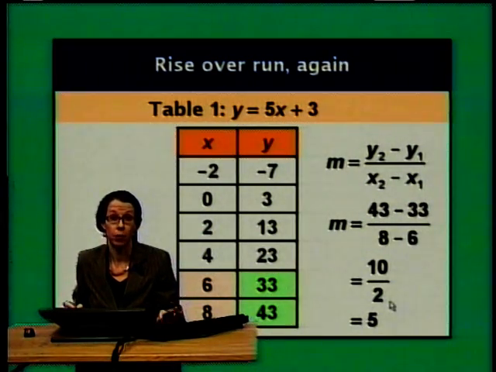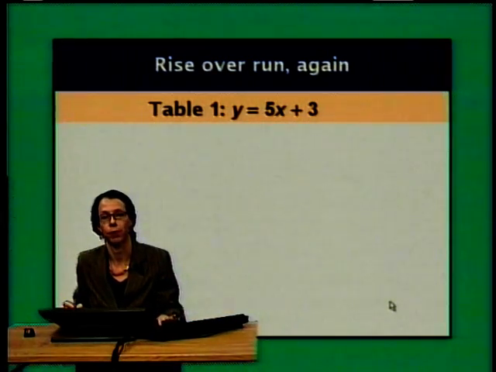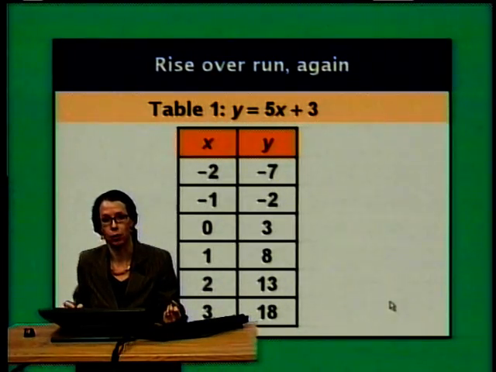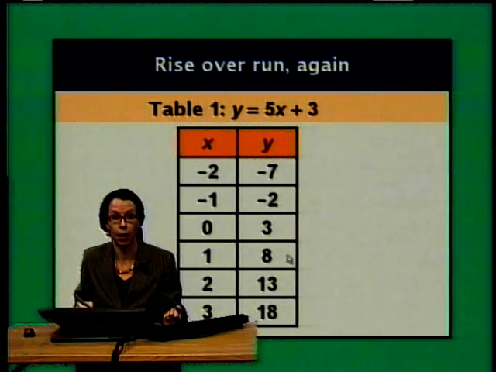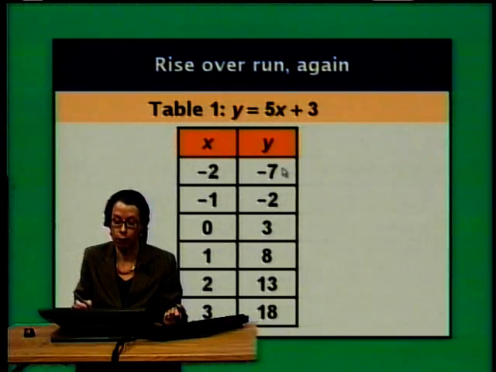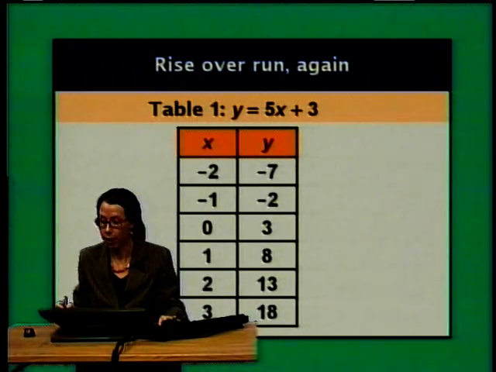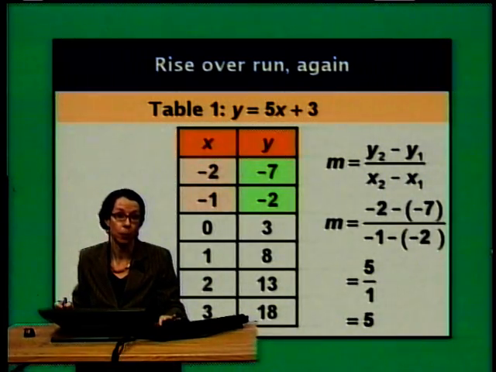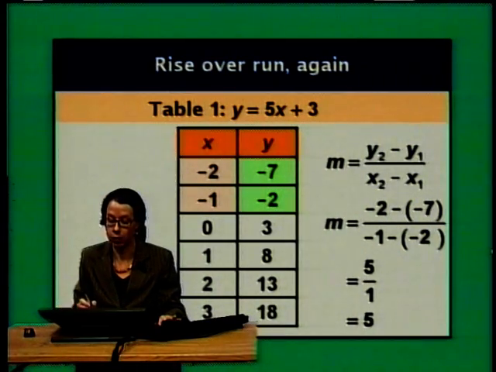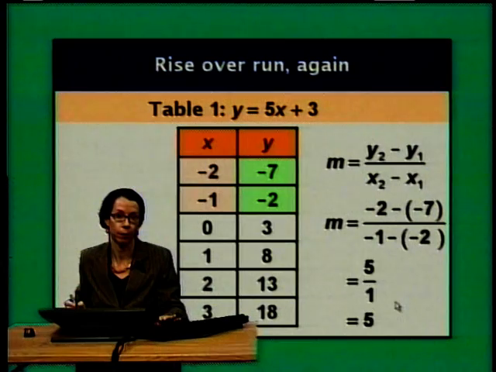Now this is just some of the solutions to this linear equation. Here's another set of solutions. In this case, my x values are increasing by 1. My y values are increasing by 5. So it looks like I have a rise of 5 over a run of 1. Let's perform some slope calculations. So using our same formula again, looking at the first pair of points, the slope is -2 minus -7 over -1 minus -2. That gives me 5 over 1, or 5.